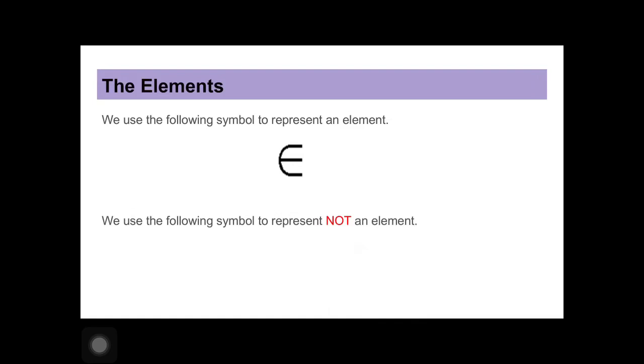Next, the elements. We use the following symbol to represent an element. So this is the symbol for element. How about for the next part? We use the following symbol to represent not an element. And this is the symbol.